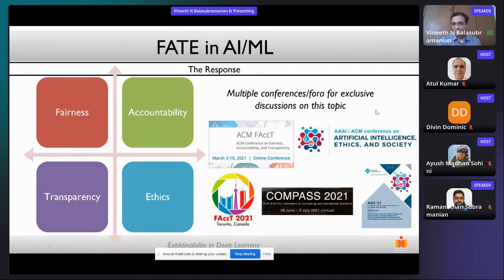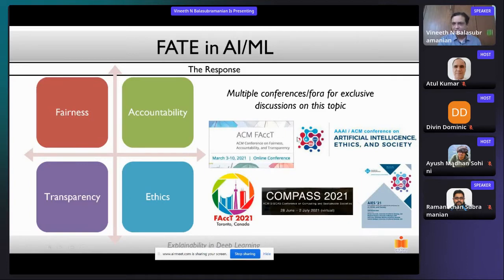So there have been multiple technical conferences and fora for exclusive discussions on this topic. ACM also has a conference called FACT, Fairness, Accountability, and Transparency. It has in fact been running for about 5 to 6 years at least. Then the AAAI and ACM communities have also come together and initiated a conference, AIES, AI Ethics and Society. And there's also a broader conference, COMPASS, which talks about computing and sustainable societies, where dialogues around implementing AI in a transparent manner have also become very important.